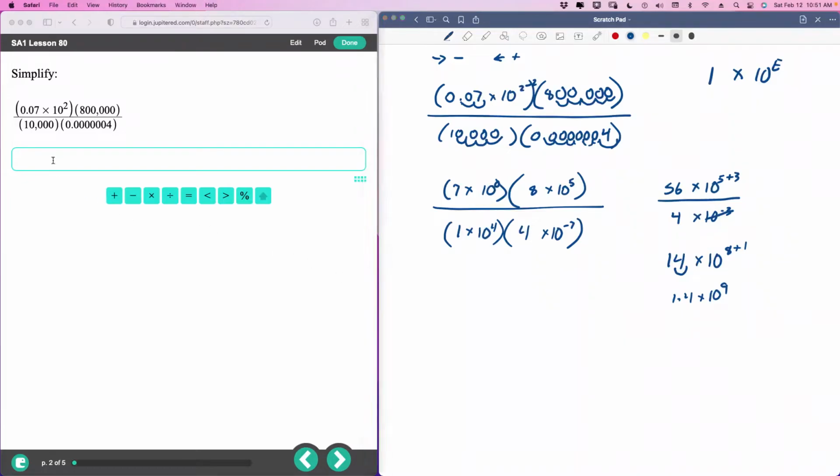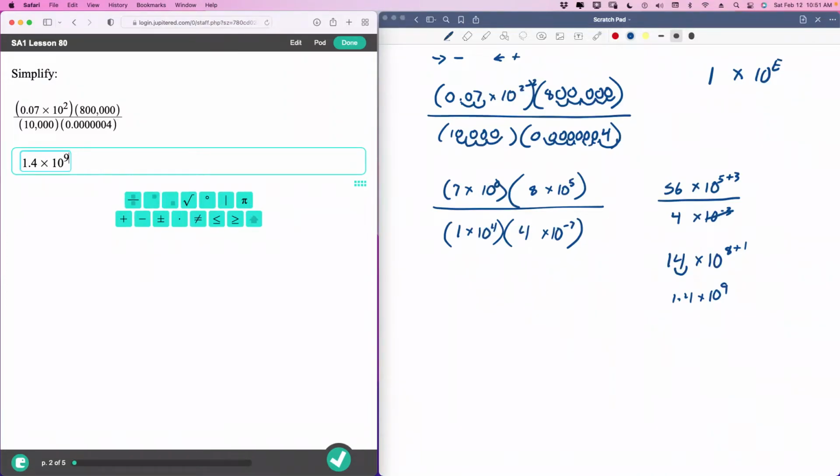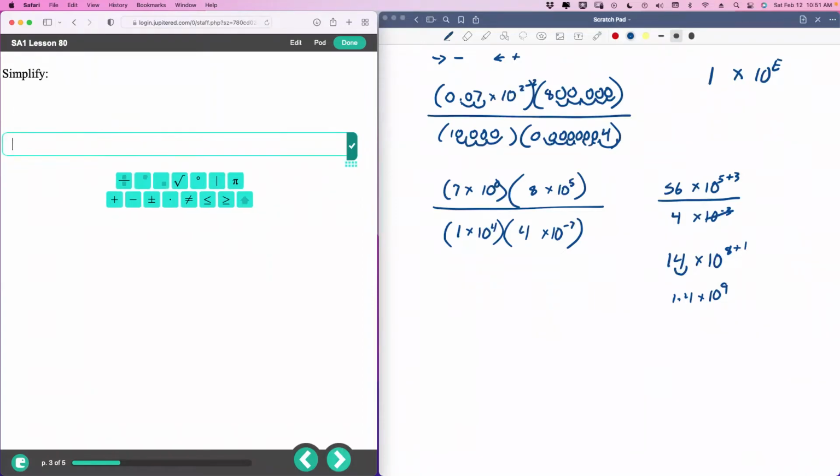So what you want to do is you want to come up here and say 1.4 times 10, and then go back to the algebra keyboard, get the exponent, and type 9 right here. Check it. And that's correct. Okay? That's how we do that. Let's go to the next one.